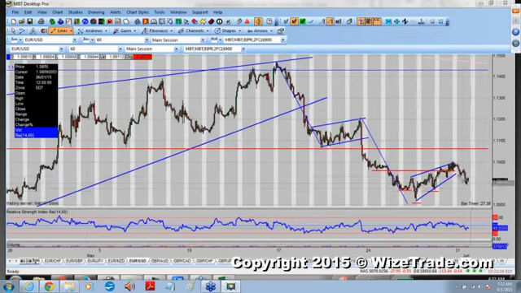But the more important thing about this euro dollar move is not necessarily where we're at right now, but if we start taking out these lows, like if we take out this support and this support, then we have another leg lower, which will probably take us down to retest the lows.